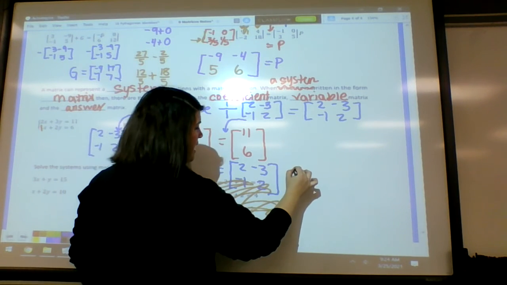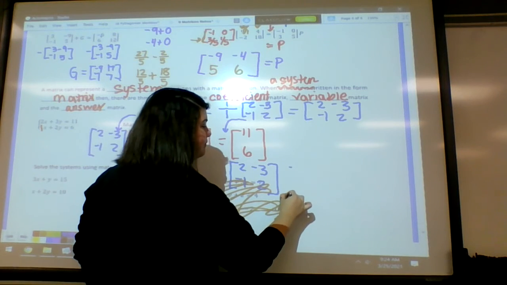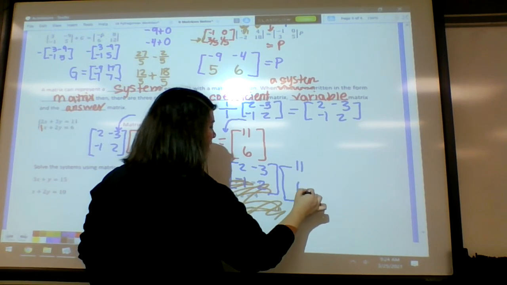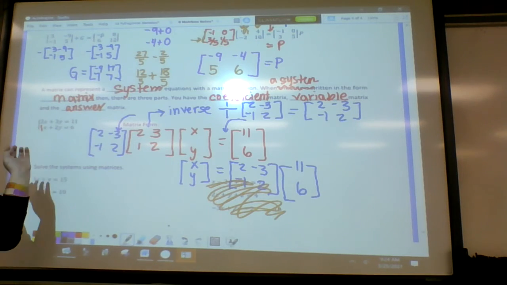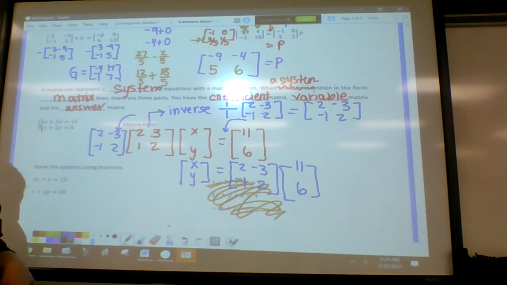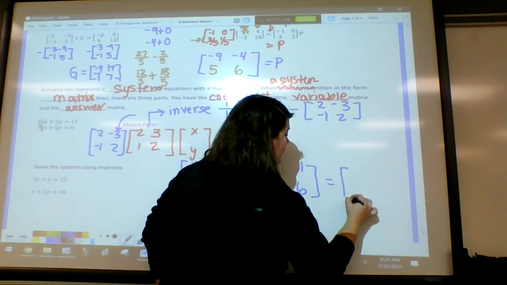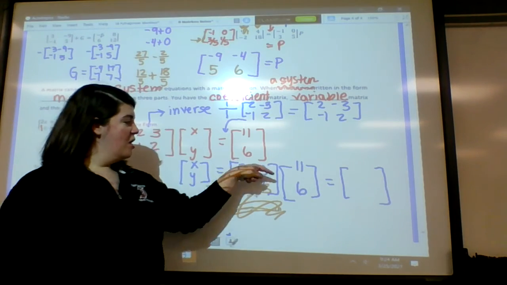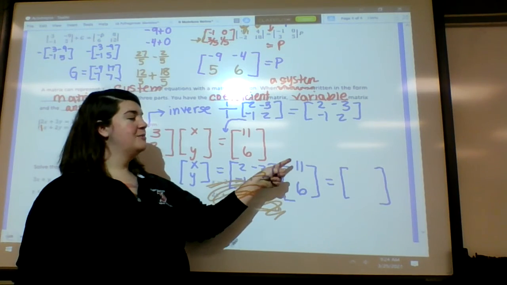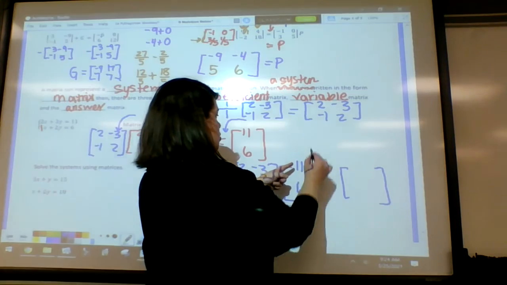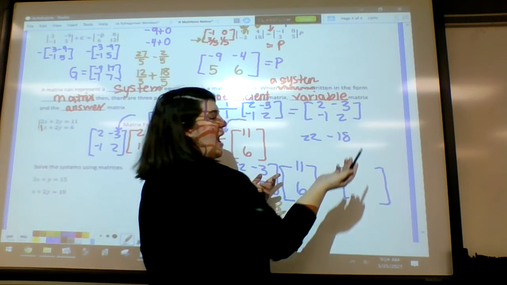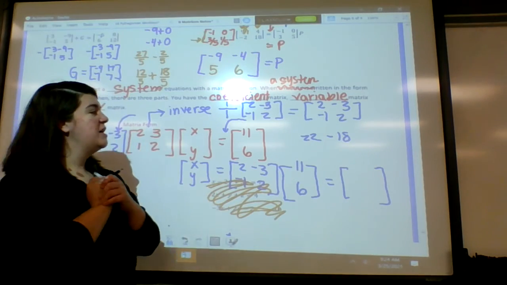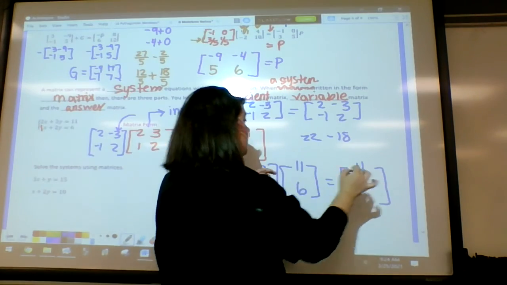So that one goes in the front, and then we'll multiply it by 11 and 6. So rows times columns, right? All right, row times column. First row, first column. 2 times 11, 22. Negative 3 times 6, negative 18. Technically, we're adding, right? So we would just keep the subtraction there. 22 minus 18 is 4. So x is equal to 4.